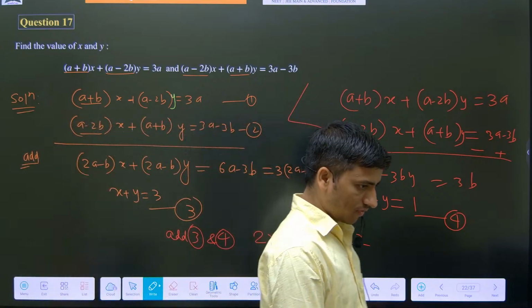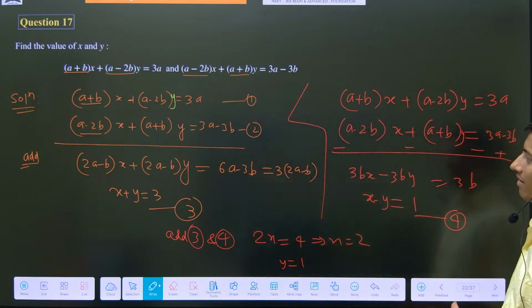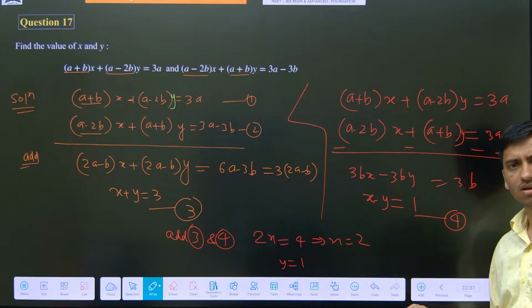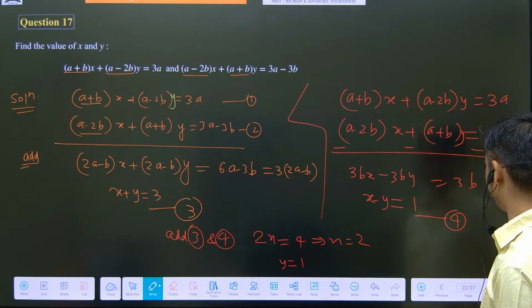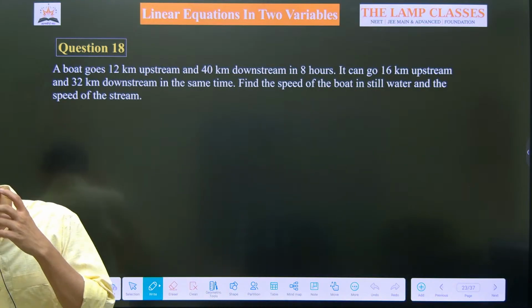So yeah, I think most of you got it. Check your calculation if we are doing it the same way. Now let's move to the next question now, guys. Now if you have finished this, yeah, this is another word problem.